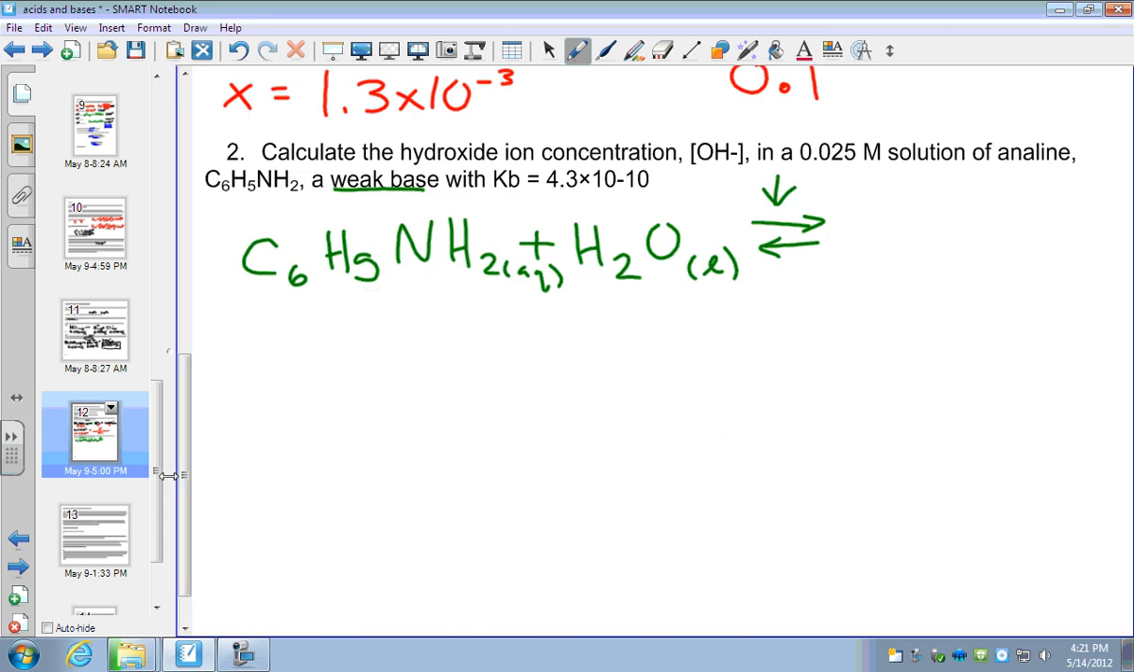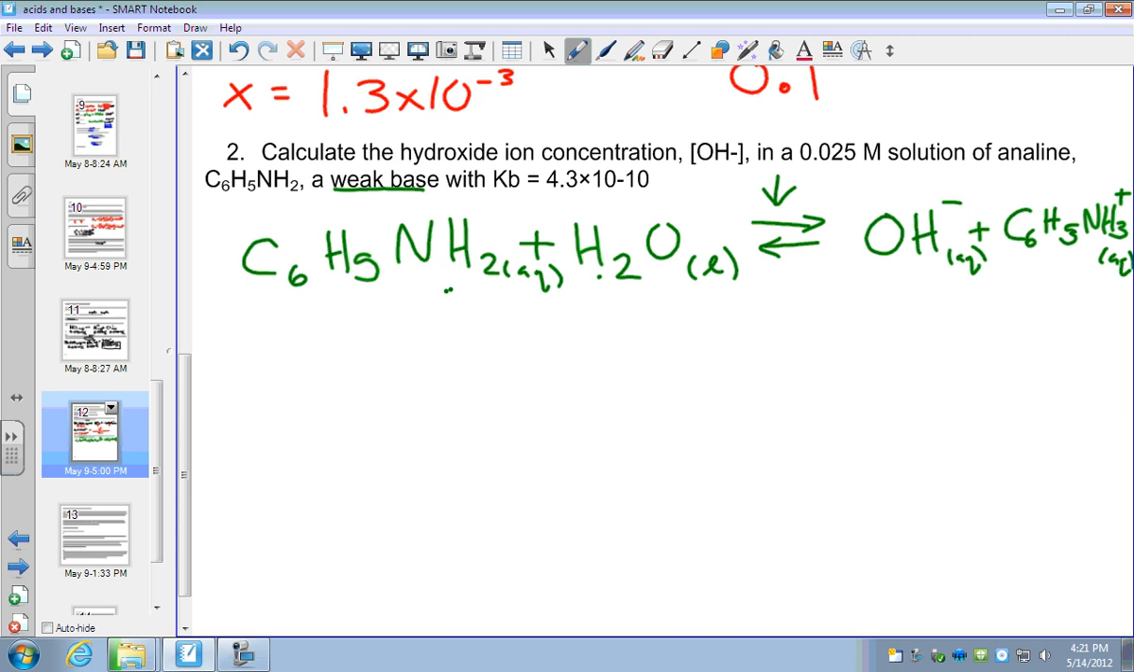This is going to break down into our OH. So it's like we've lost one H there, and then we're going to gain one H over here. So hydroxide ions plus C6H5NH3, and that's going to have a positive charge. These are both aqueous. So now we do this.